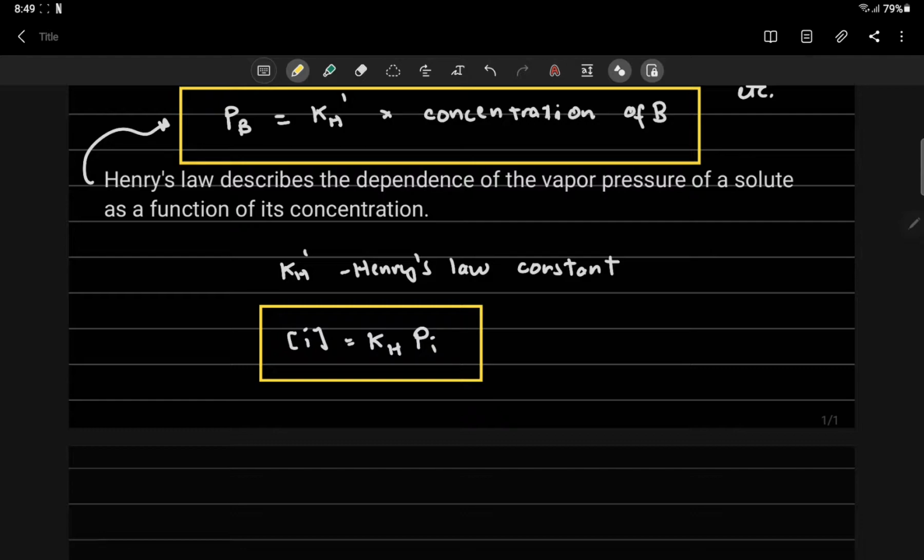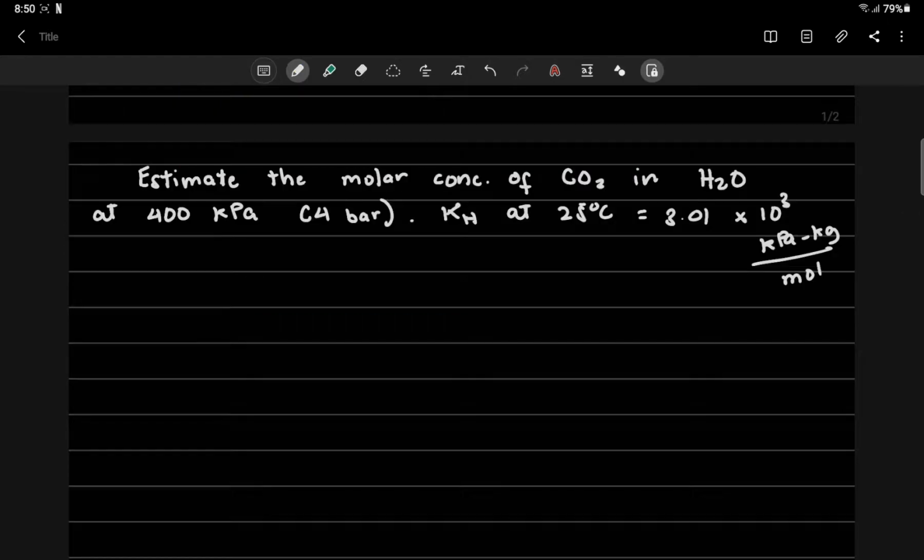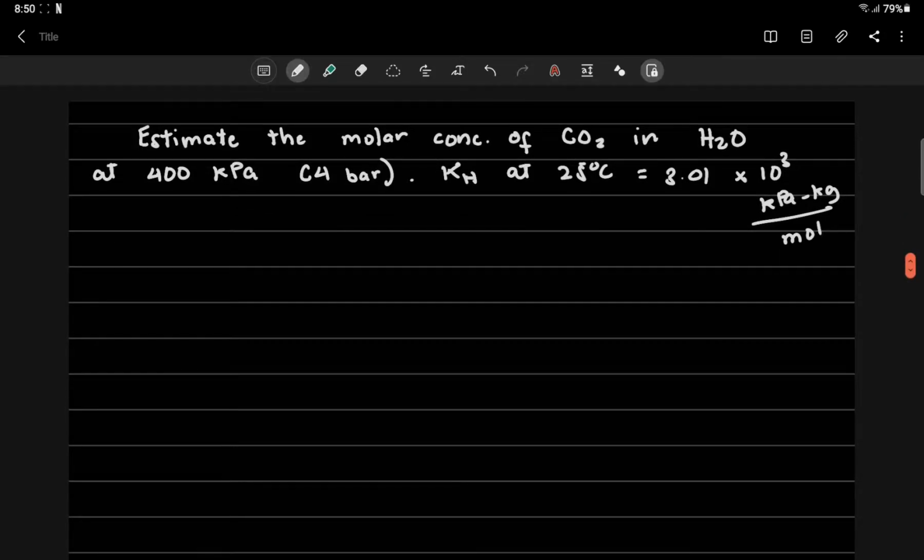So let me illustrate this by giving you an example. So let's consider this simple problem. You have to estimate the molar concentration of carbon dioxide in water at 400 kilopascal, or that's 4 bars, no? Ibig sabihin it's way greater than atmospheric pressure, which is approximately 1 bar. Now you're given the Henry's law constant for this carbon dioxide dissolved in water. So that's 3.01 times 10 raised to 3 kilopascal kilogram per mole.